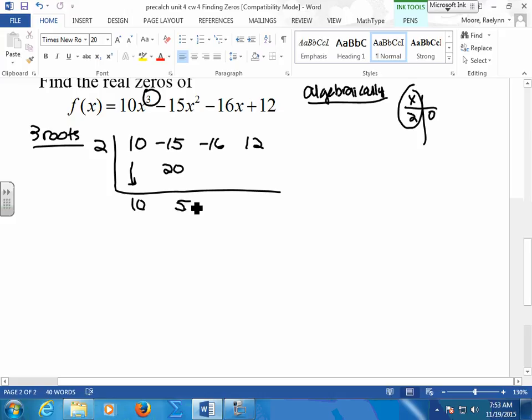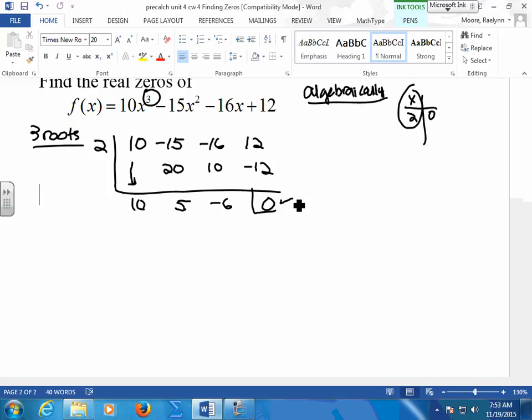5. 2 times 5 is 10. Add it down. 2 times negative 6. That was good. I knew that was going to be a root. Now, you have 2 choices. Do you have another 0 in there? Is there another 0 besides the 2? If you look at your table, was there another y 0?